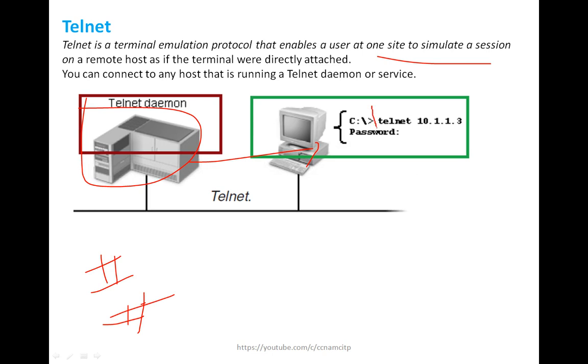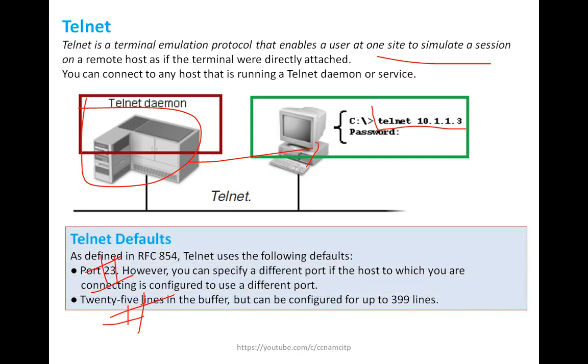You need to use a command like telnet, IP address, username and password, and Telnet should be enabled on both sides. The Telnet default port is 23. However, you can specify a different port if the host to which you are connecting is configured to use a different port. There are 25 lines in the buffer, but it can be configured up to 399 lines.